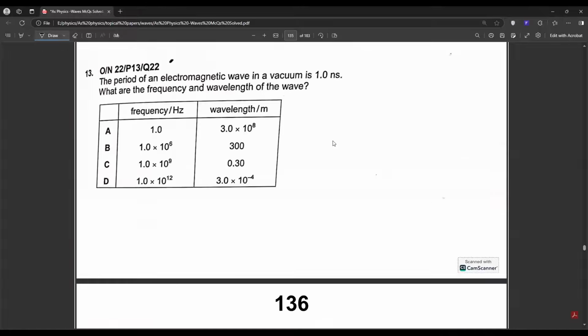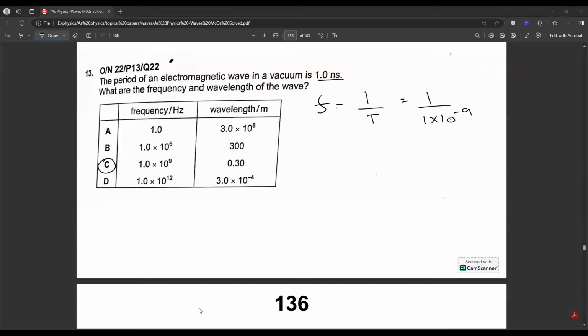The period of an electromagnetic wave in a vacuum is this. What are the frequency and wavelength of the wave? Perfect. You have to calculate the frequency and wavelength. How will you calculate the frequency? Frequency is 1 over time period. So frequency is 1 over 1 × 10 raised to the power of minus 9. This becomes 10 raised to the power of 9. C is your answer. A very simple question compared to AS physics difficulty level.